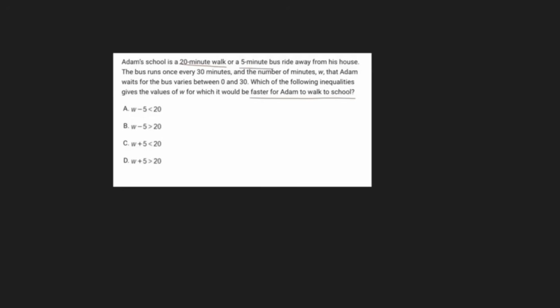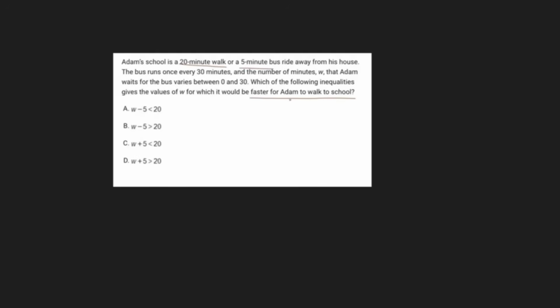Right, so the first thing you notice here is that for all of our inequalities, everything on the right side is a constant 20, right? So that represents that 20-minute walk that Adam has the option to take. Everything on the left side, therefore, represents that bus ride. So it's the 5 minutes of the bus ride from his house to the school, including that waiting time between 0 to 30 minutes.